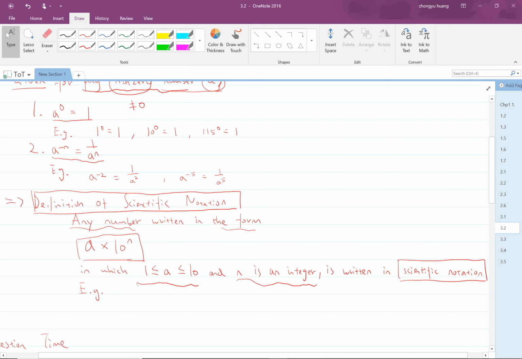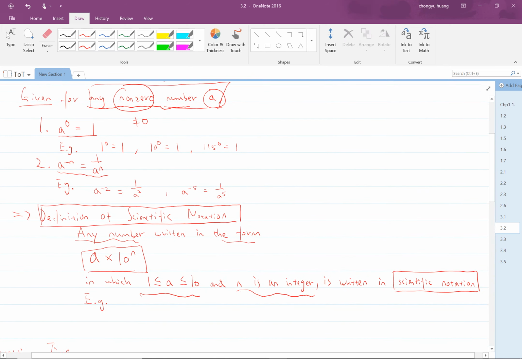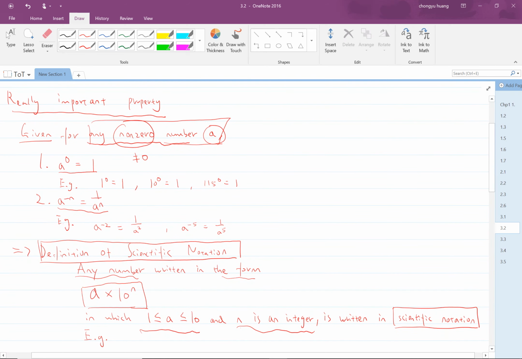So that's most of the really important things, and I think it's quite understandable, right? So we're talking about the negative exponent and then the definition of the scientific notation, right? Okay. So those are really important. You have to make sure you understand it.